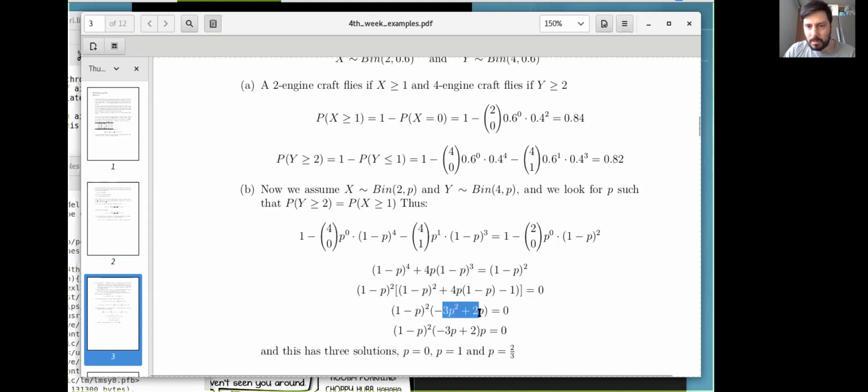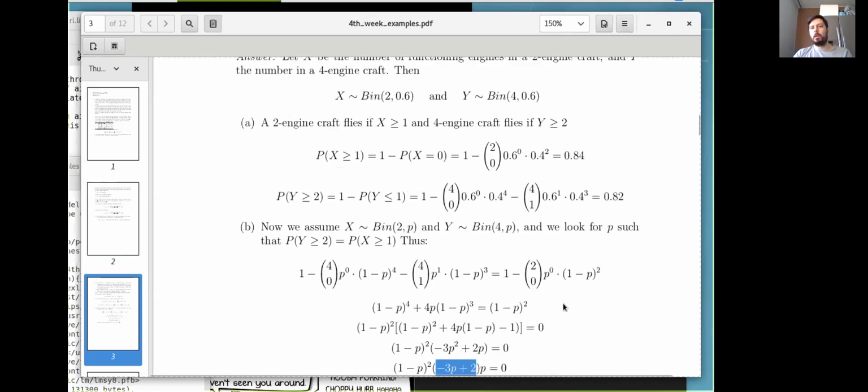And here we can take P from here as a common multiplier. So we get this 3. So either this is 0, this is 0, or this is 0, because it's a product of 3. This comes out at P equals 0. This comes out at P equals 1, and this comes out at P equals 2 over 3. So we see that at probability 2 over 3, the 4-engine aircraft is more reliable. And from this point onwards, as P becomes larger, the 4-engine aircraft becomes more reliable.